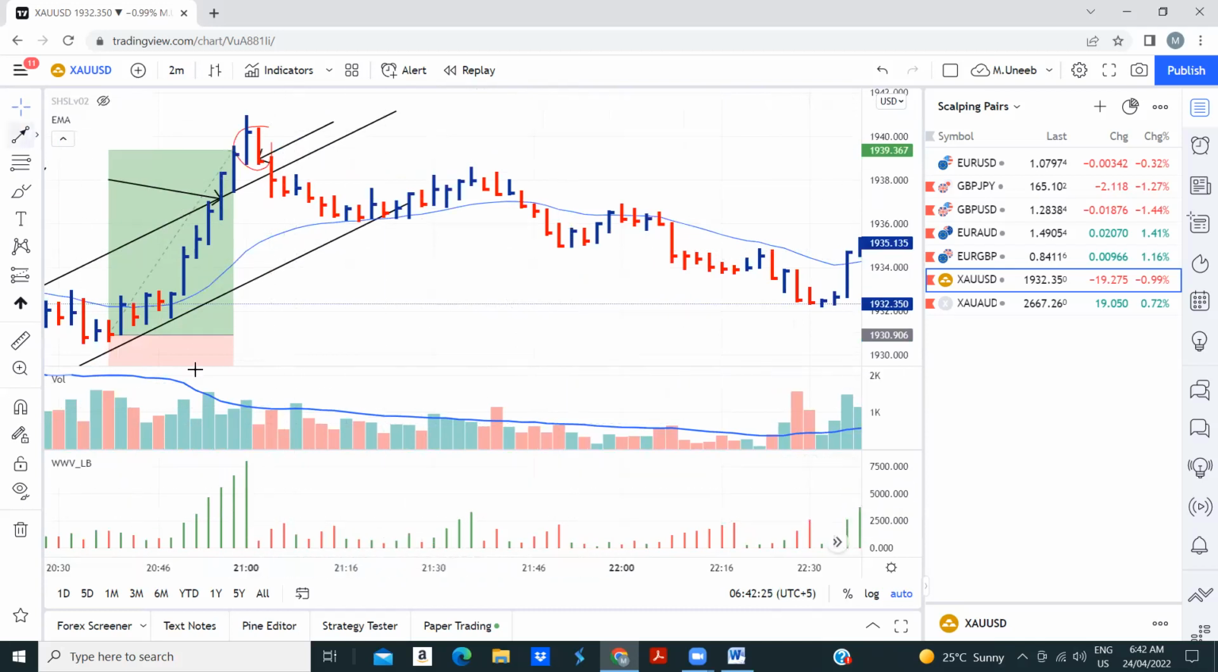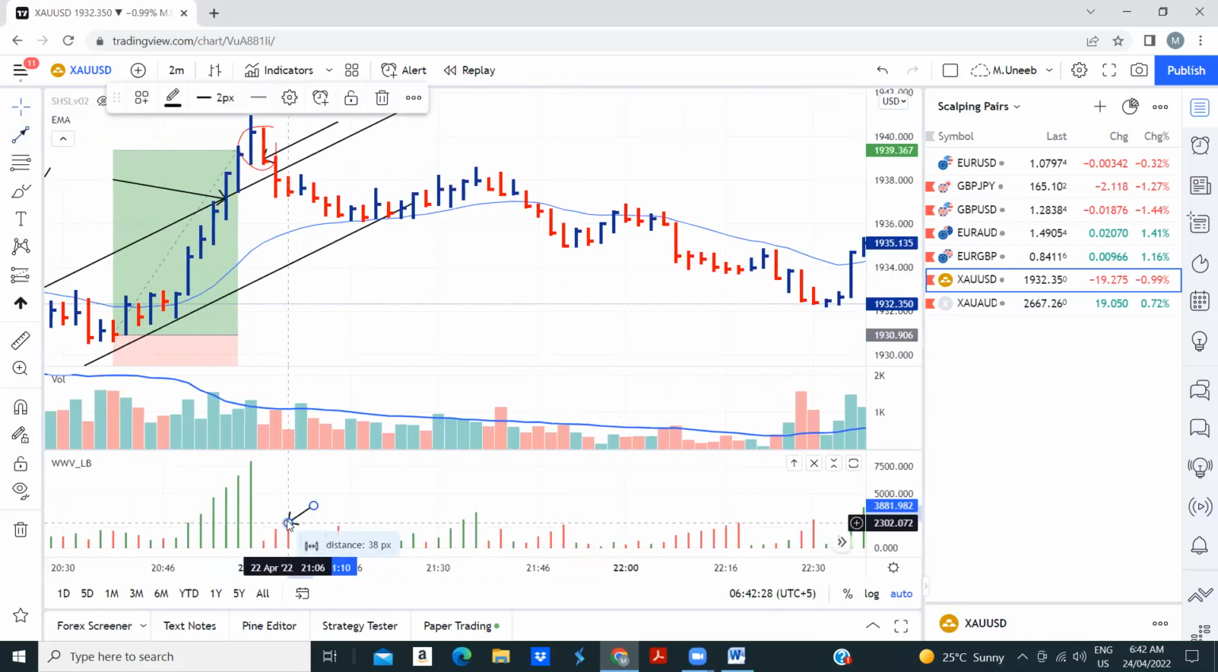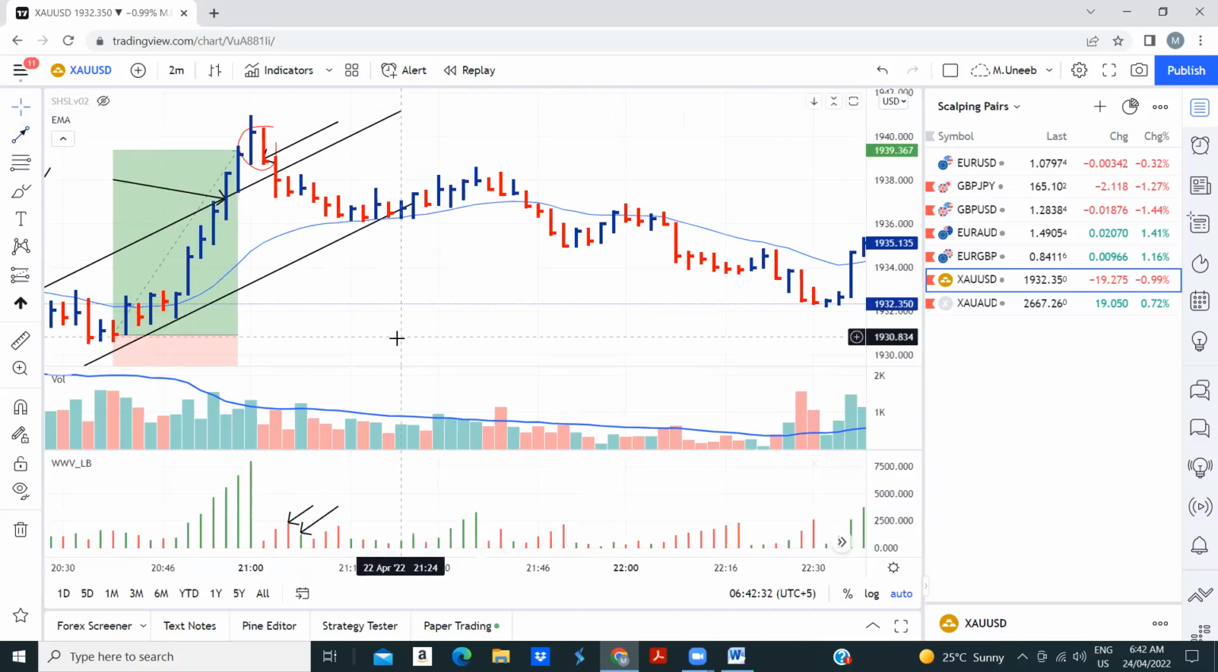Now we have an impulsive wave. We have this corrective wave, and now we can see the impulsive wave volume has become lower than the corrective wave. This is a signal that the price is different. Am I right? Okay. So I will exit my trade right.